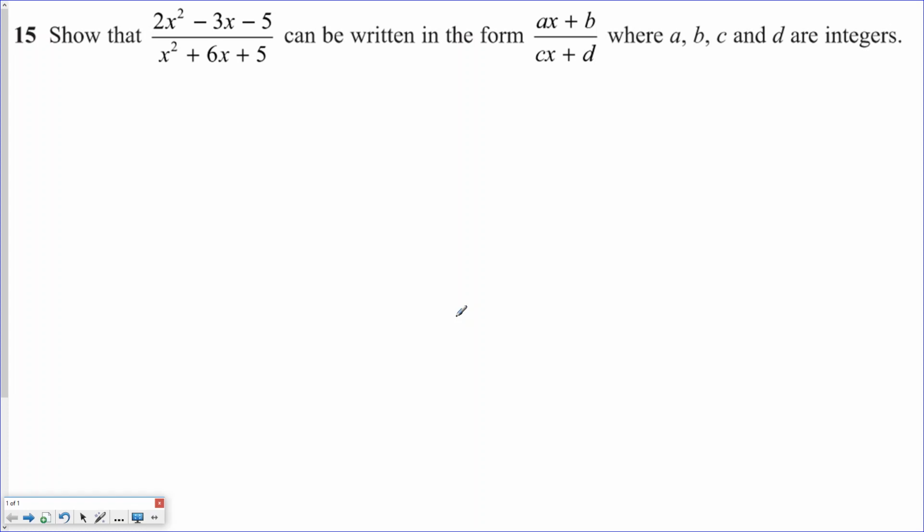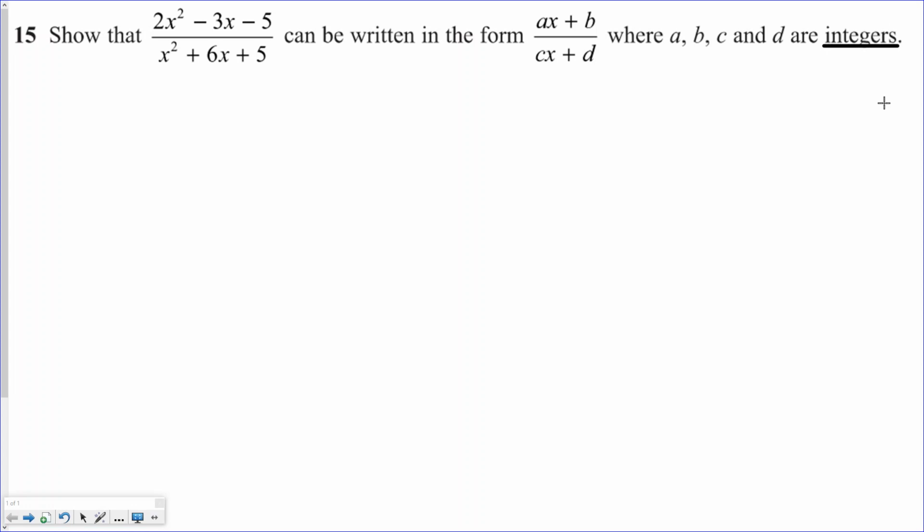Today we are going to work through a question from Edexcel Specimen Set 1, question 15. Show that (2x squared minus 3x minus 5) over (x squared plus 6x plus 5) can be written in the form (ax plus b) over (cx plus d), where a, b, c and d are integers. Let's start by underlining the keywords in the question.